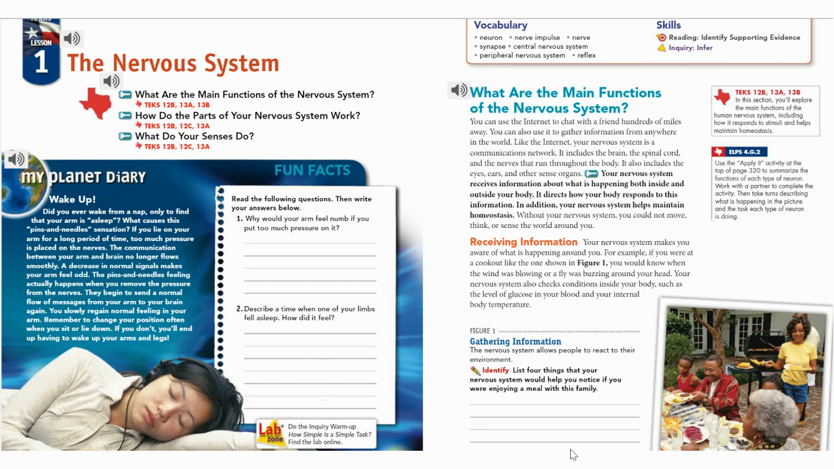Your nervous system receives information about what is happening both inside and outside your body. It directs how your body responds to this information. In addition, your nervous system helps to maintain homeostasis. Remember, homeostasis is that body balance we've talked about before. Without your nervous system, you could not move, think, or sense the world around you.